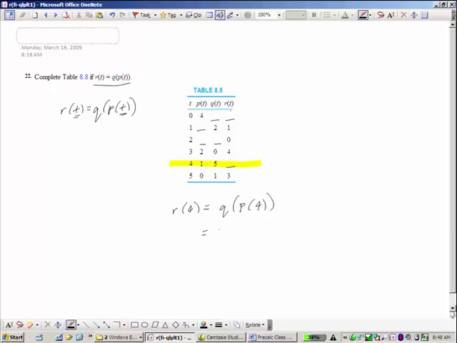R of 4 is going to be equal to Q of, well, what is P of 4? So we go down the chart, and P of 4 is equal to 1. So instead of writing P of 4, I'm going to write 1. Do you see how this is a substitution? Now R of 4 is equal to Q of 1. Well, I have to figure out what Q of 1 is. If I use the table, here's the 1 row, Q of 1 is 2. So this was just a long way of saying R of 4 equals 2. I'm going to write that in.